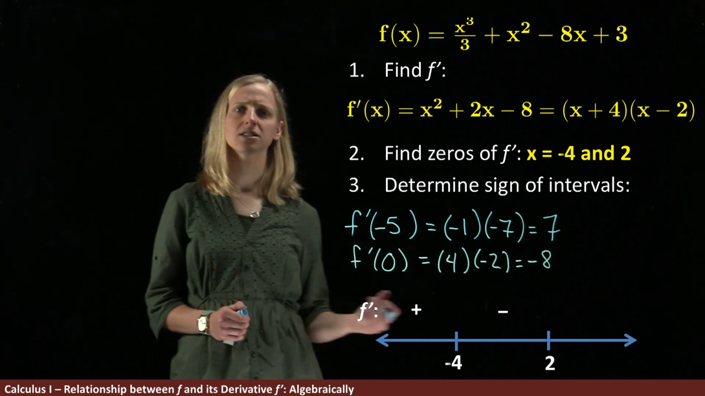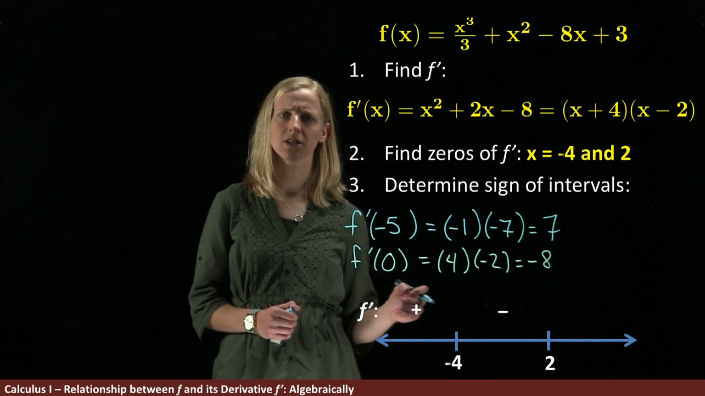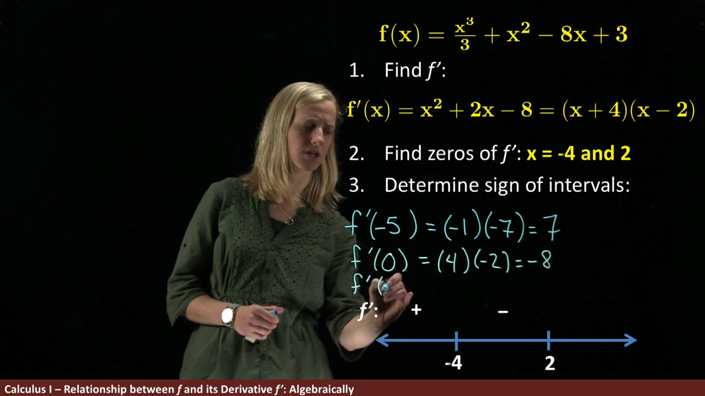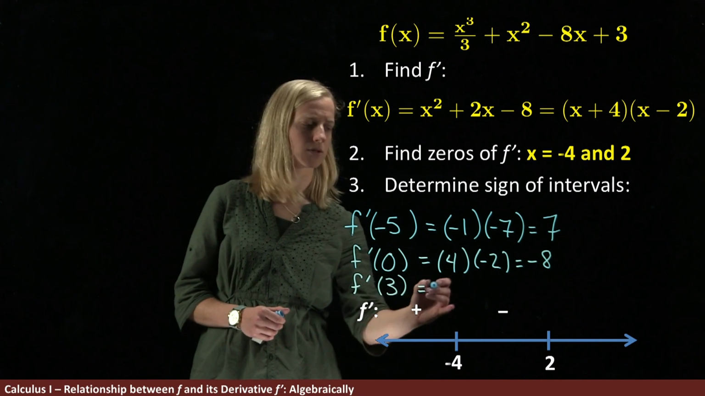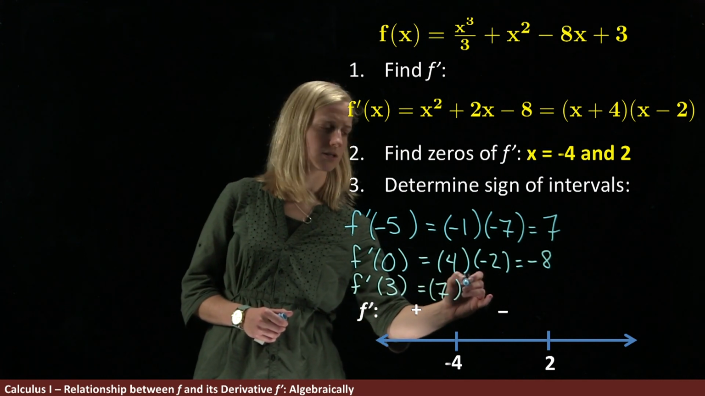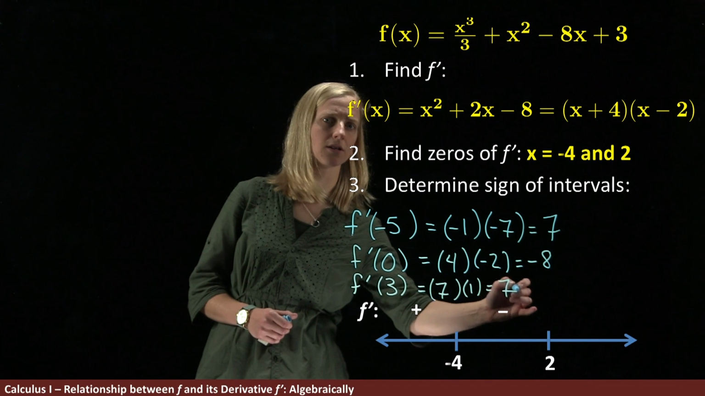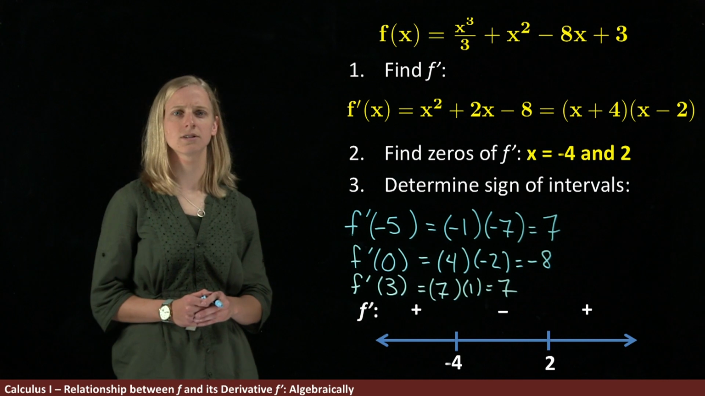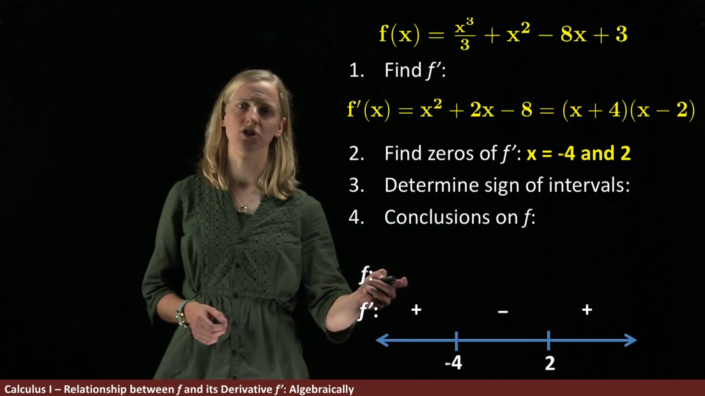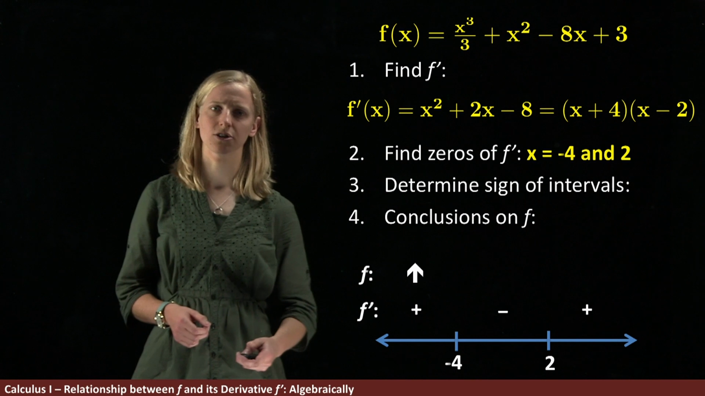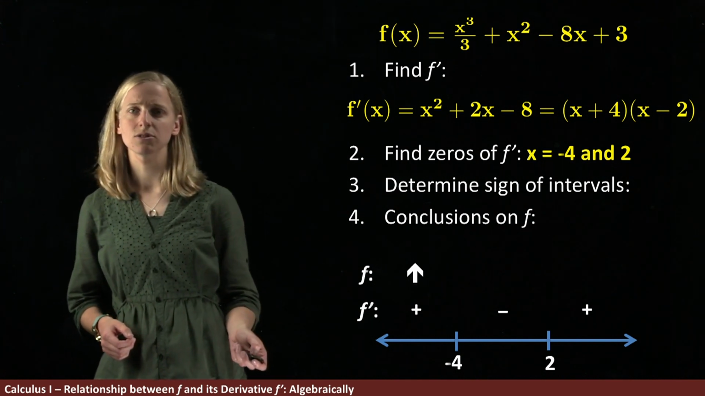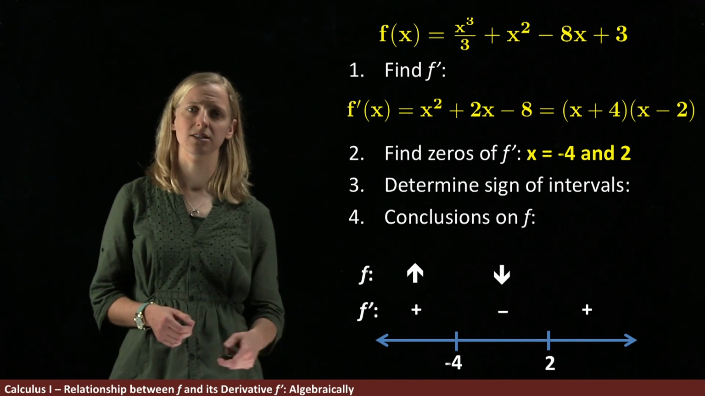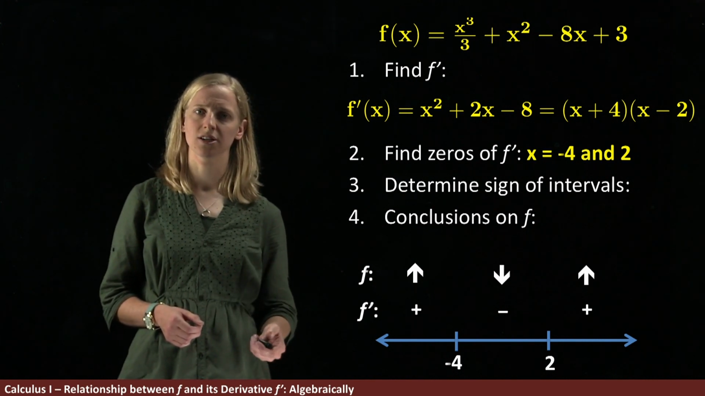To determine the sign of the last interval, we choose a value between 2 and infinity, say 3. So f prime of 3 is equal to 7 times 1, which is positive 7. So we know that the sign of the last interval is positive. So for the original function, when the derivative is positive, we know it is increasing. And when the derivative is negative, the original function is decreasing. And when it's positive, the original function is increasing.